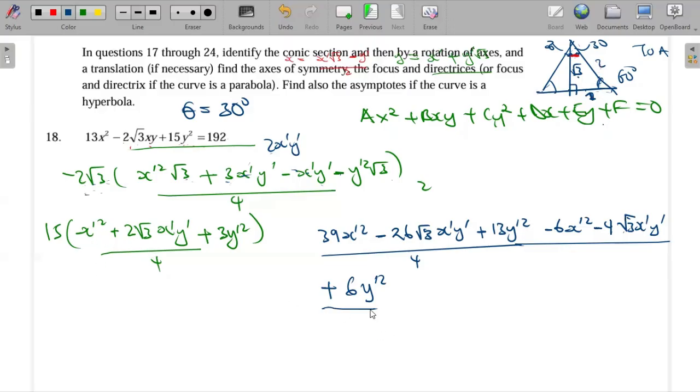Going now to this next other part. So 15 by that, you have 15 x prime squared. And then you have that by that 15, you get 30 root 3 x prime y prime.